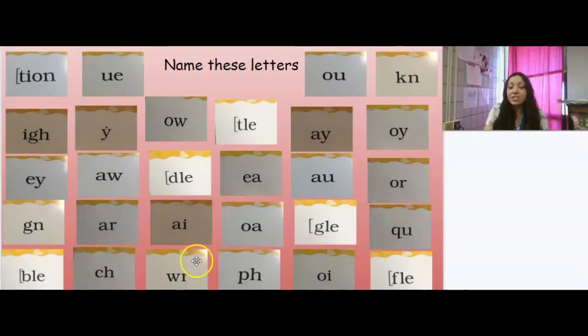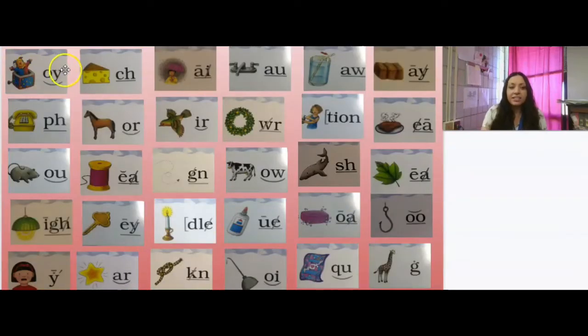Digraph C-H. Remember, ghost digraph W-R. Then we have digraph P-H. Diphthong O-I. Final syllable F-L-E. All right, so let's go ahead and do our sounds now.